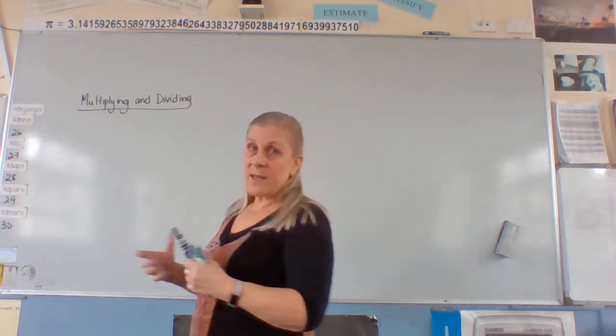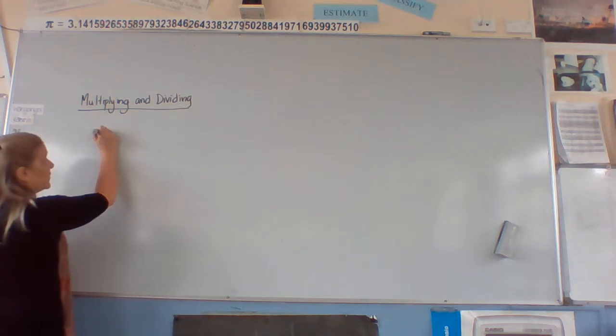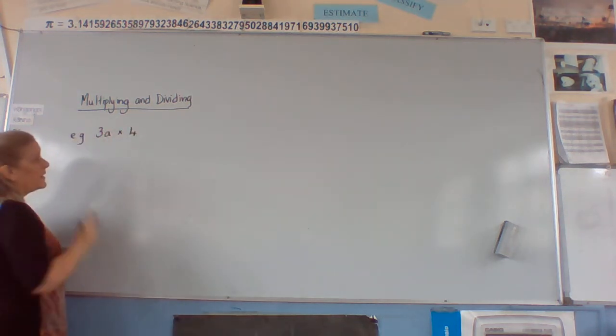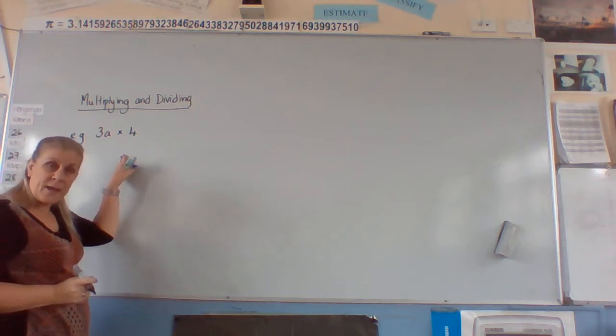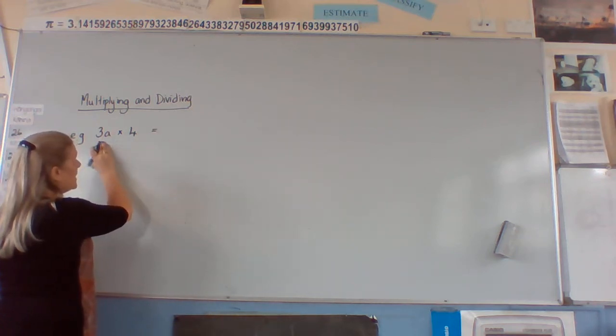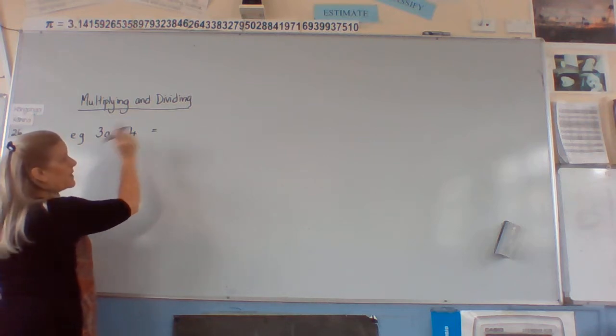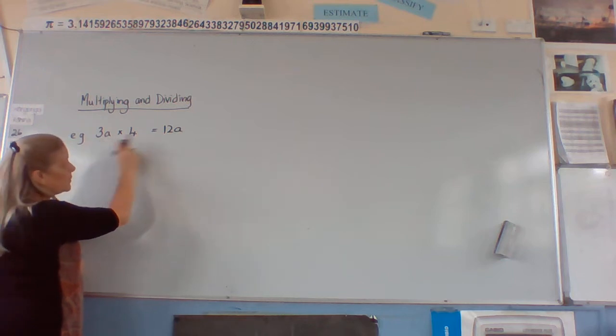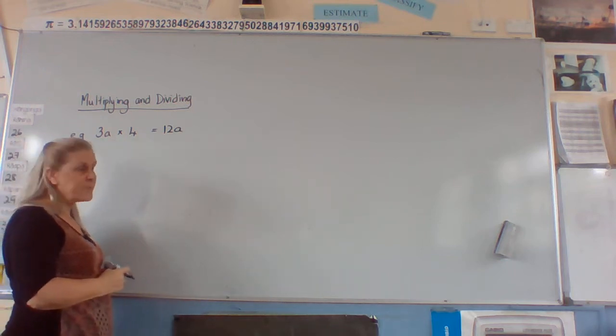So if we see something like this, 3a times 4. All right, they're not like terms, but we can multiply them. We're multiplying the numbers in this case. 3a, 4 lots of 3a make 12a. All right, so 3 times 4, the a hasn't changed.